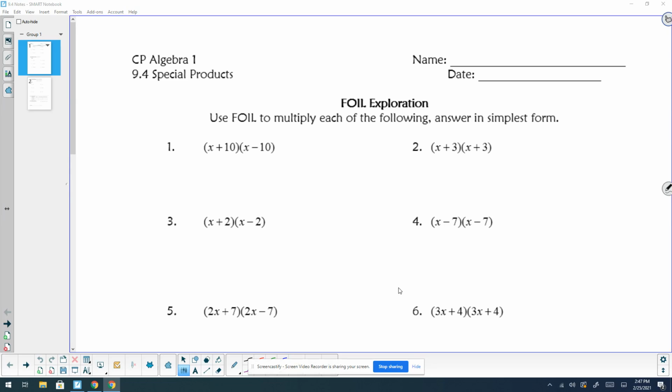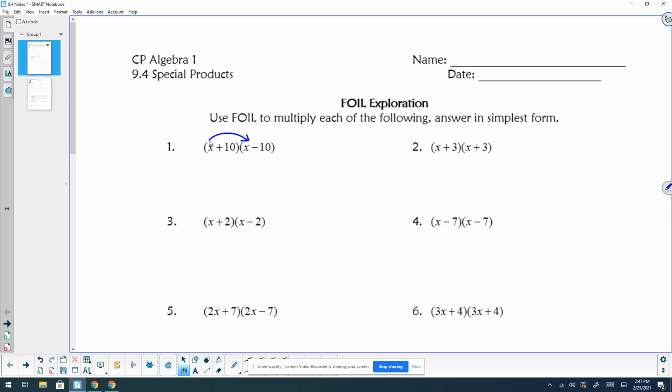This lesson is for my Algebra 1 class. It is 9.4 special products. What we're really going to go over here is some double distribution problems that you might be able to recognize just by the look of them and what their answer would be. So the beginning here, we're just going to do double distribution.